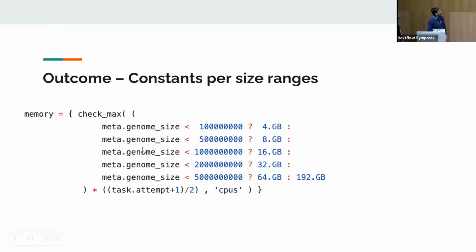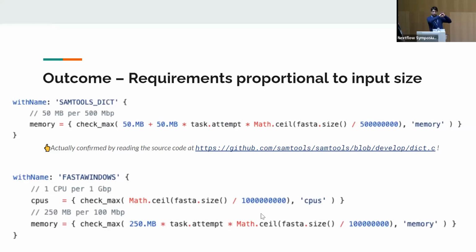So this is an example where I say, okay, for smaller genomes here, I want 4 gigs of RAM, next category, 8 gigs, and so forth. We can make it a nice correlation against the input sometimes. So here, I want 50 megabytes of RAM for every 500 megs of sequence. This one, I increase the CPU depending on the genome size, and memory as well. So we can target specifically.